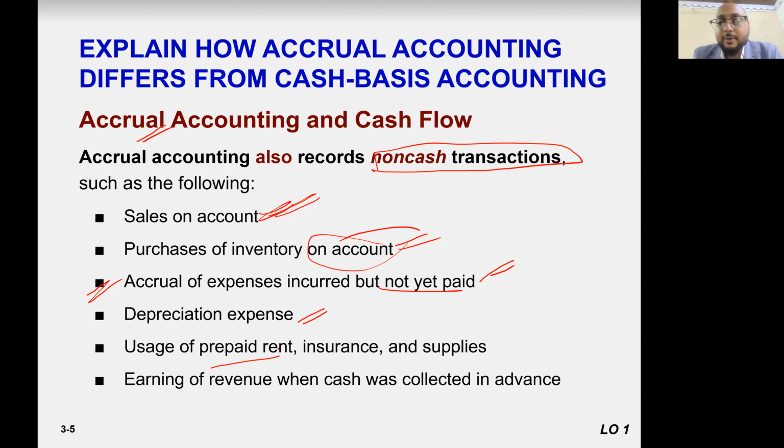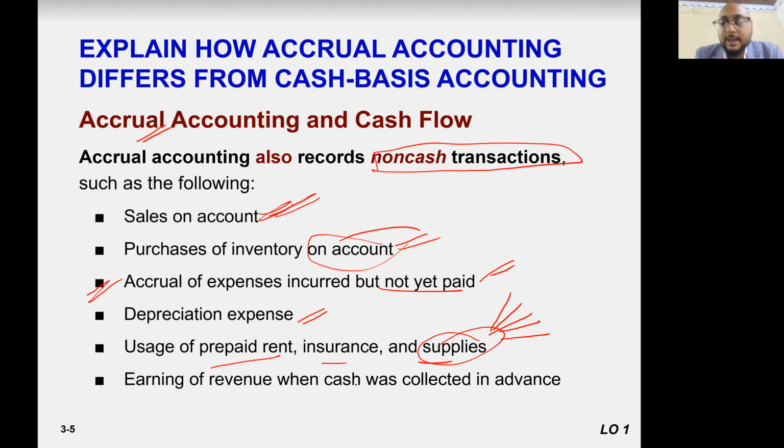Usage of prepaid rent, insurance, and supplies. In advance, you purchased all the supplies, stationery, glues, rubber, printing papers, the cartridges of printing machines, all the stuff for a whole year, and now you are using it on a monthly basis, so you record it as well, right?